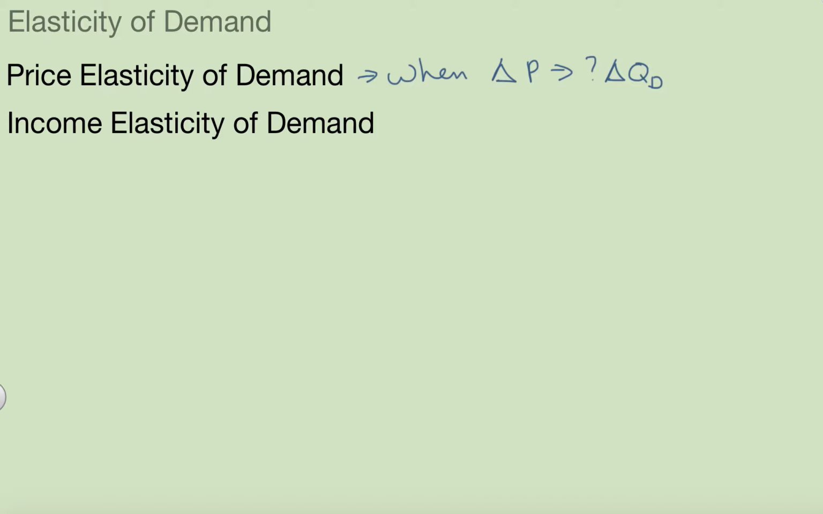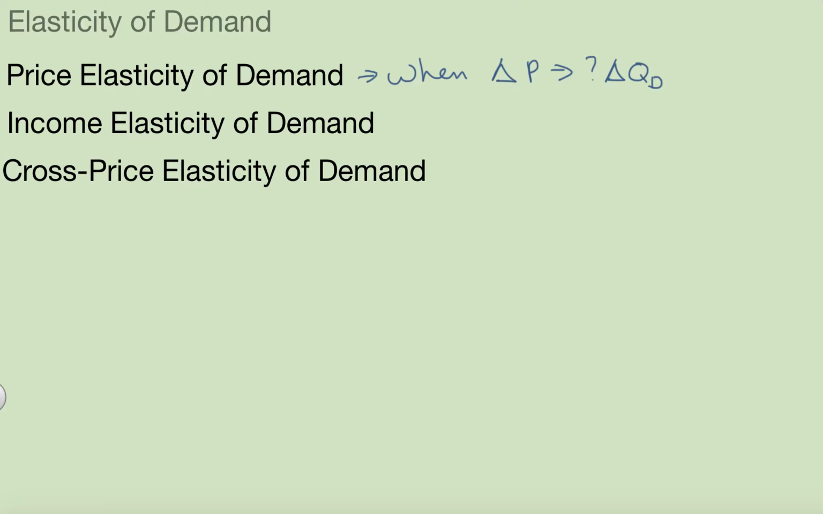And then the last type of elasticity of demand that we're going to look at is cross-price elasticity of demand. This is very similar to the price elasticity of demand, but this one says when there's a change in the price of good X, what happens to the change in the amount of substitutes or complements that we're buying? So for example, if the price of Pepsi goes up by 10%, do we buy 10% less Pepsi and 10% more Coke? So what's the change in quantity demanded of a related good? We'll call this good Y.